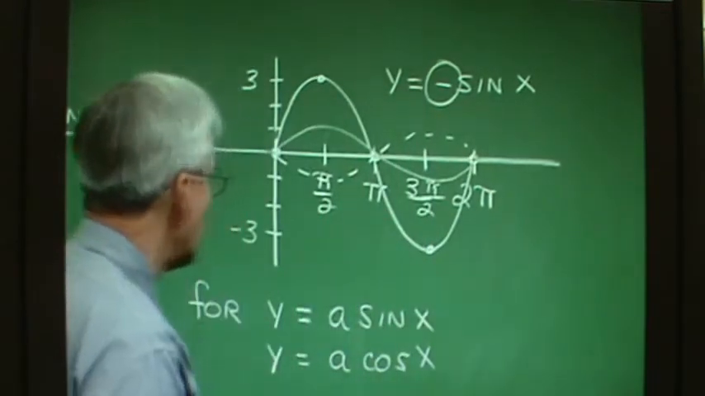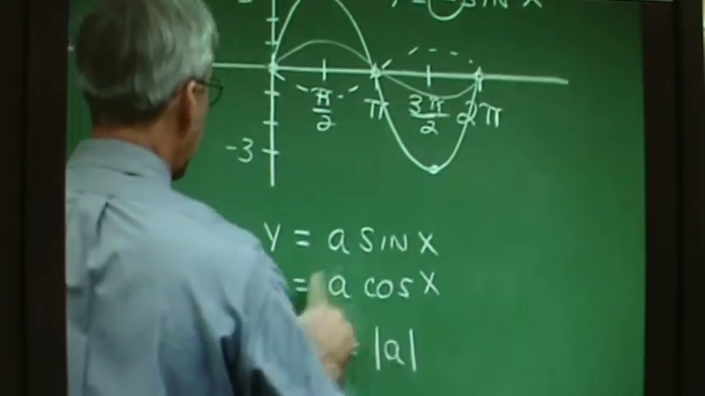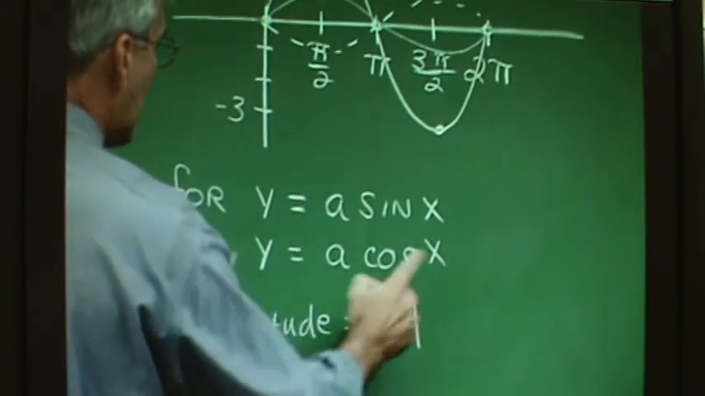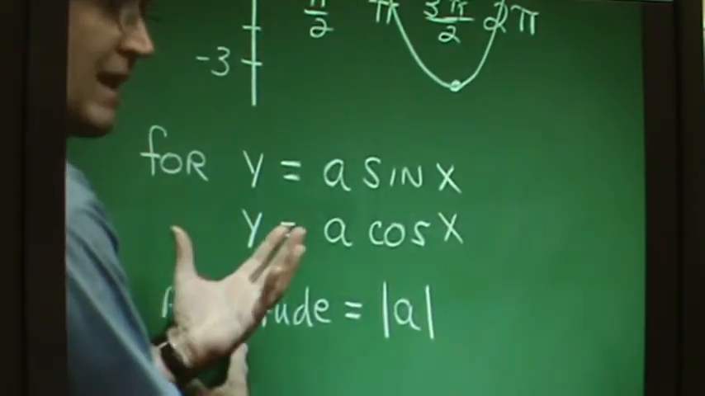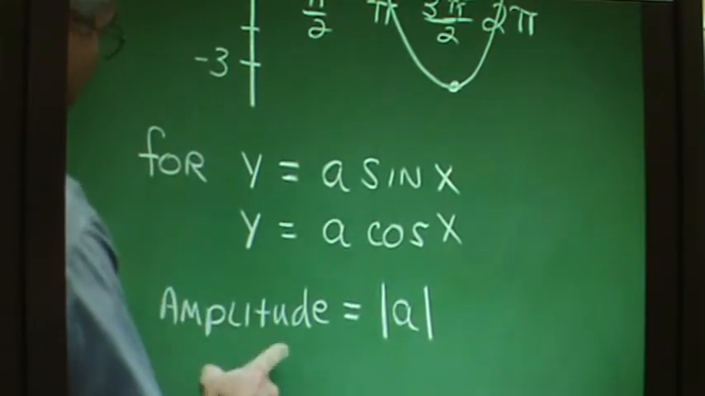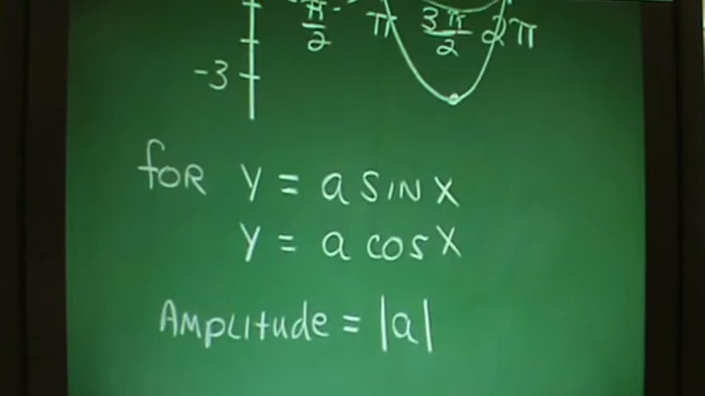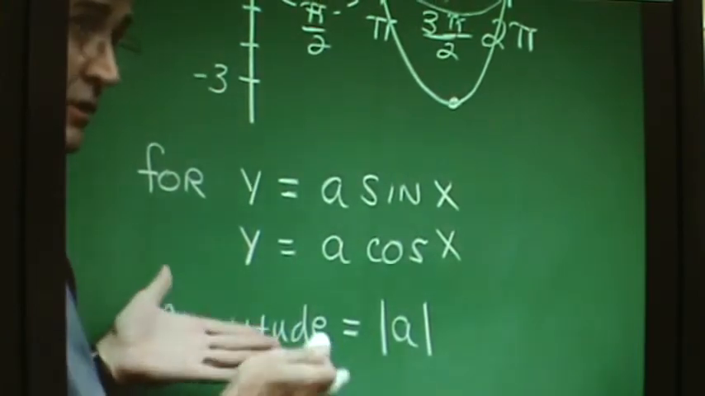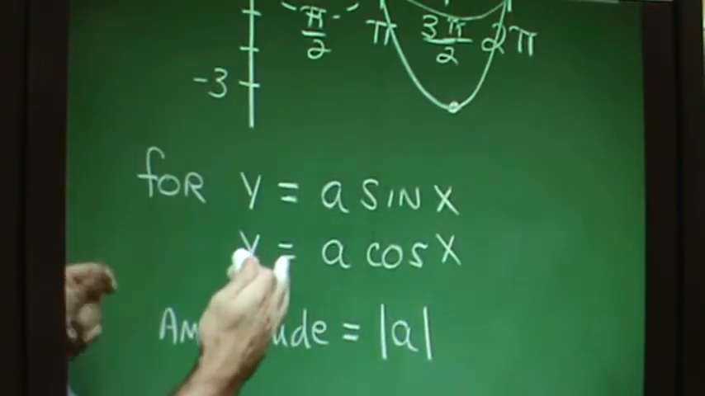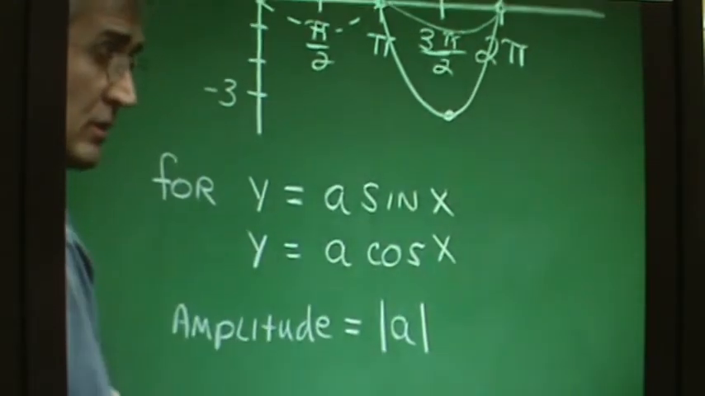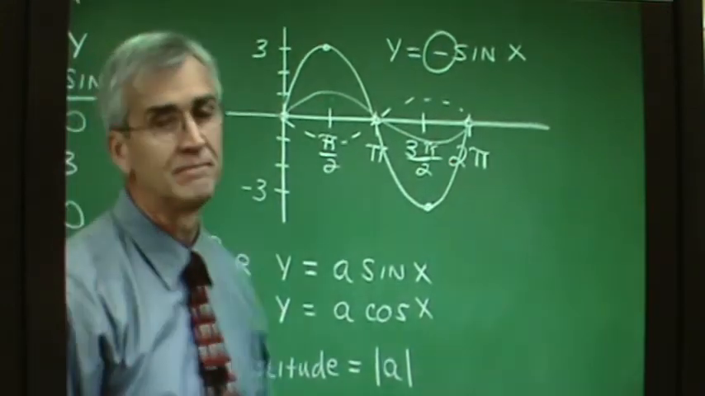And more generally, just to generalize the situation, for y equals a sine x or y equals a cosine x, the amplitude corresponds in a way with this a value. And in fact, the amplitude is exactly the absolute value of a. The absolute value is in here because the amplitude is really a distance, you see, from that horizontal midline of the graph, and distances are always considered to be positive, and so that's why the absolute value is put onto it.